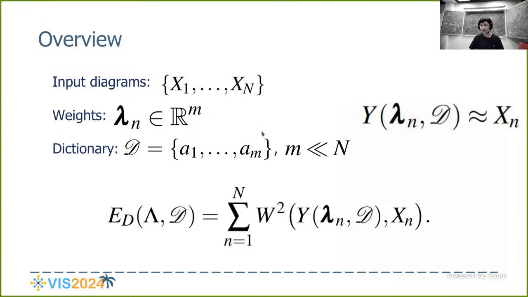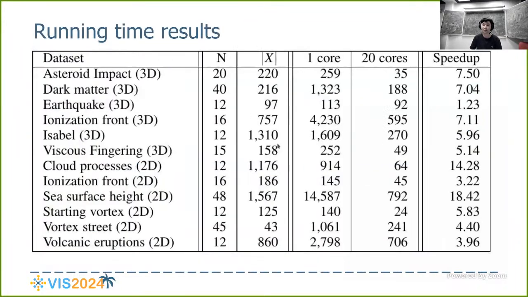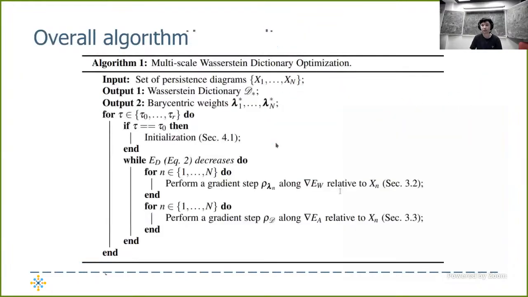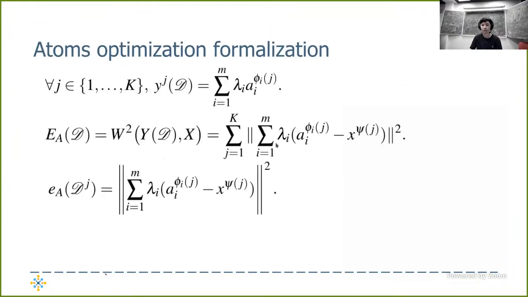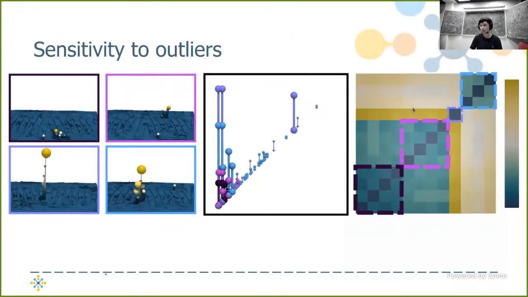There's another question asking how stable is your method in regards to outliers? Yes, that is a good question. It is quite sensible. I have some slides here. Basically, we have seen an example where we have one outlier in a dataset of 12 here, as you can see in the distance matrix.